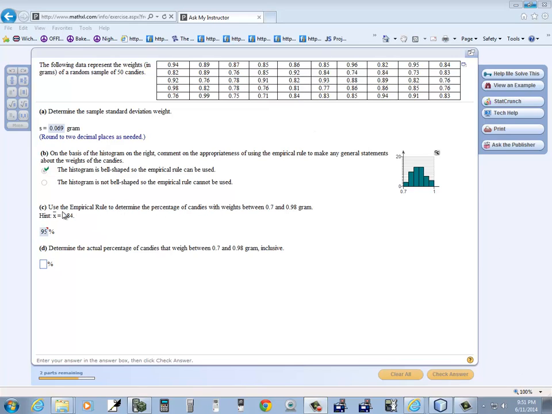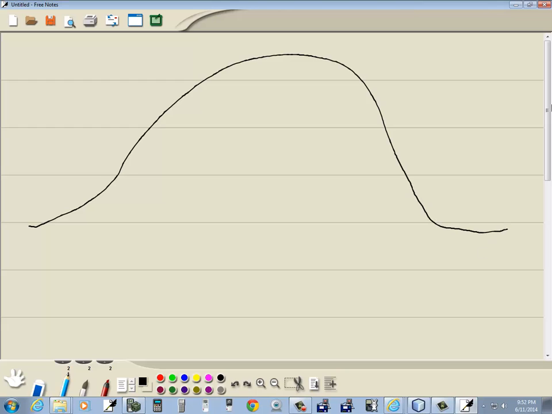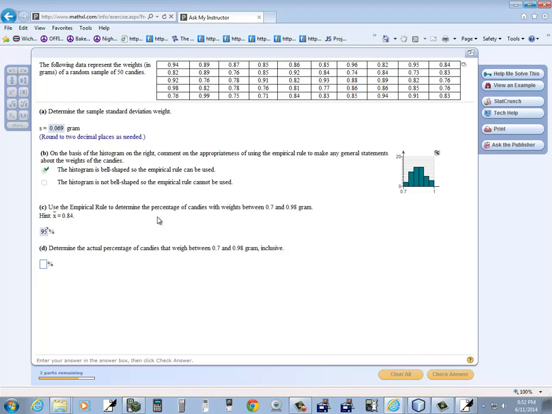Okay, let's take a look at this. Looks like you've just found the S, sample standard deviation, and then they give us X bar, which we'll need. I've got my picture here, and I'm going to fill in the percents for this in a little bit. Exactly in the middle is going to be X bar, which they tell us is 0.84.